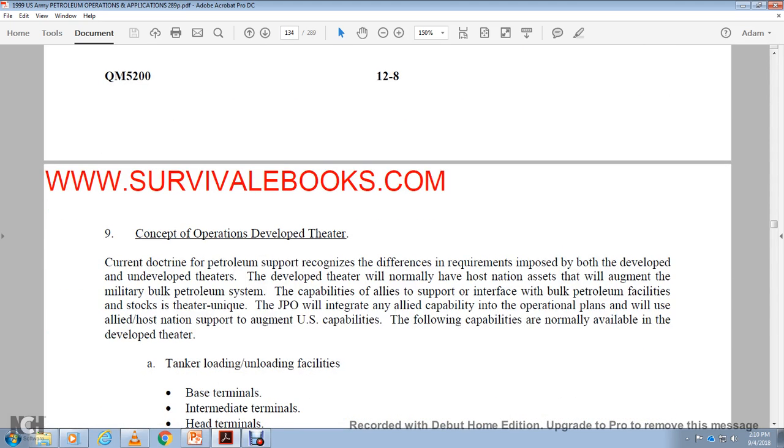Concept of operation, developed theater. Current doctrine for petroleum support recognizes the different requirements imposed by both developed and undeveloped theaters. The developed theater will normally have host nation assets that augment the military bulk petroleum capabilities. Allied support interfaces with the bulk petroleum facilities and stocks in the theater, and the joint petroleum office will integrate the allied capability into the operation plans. Allied host nation support augments U.S. capability. The following capabilities are normally available in a developed theater.